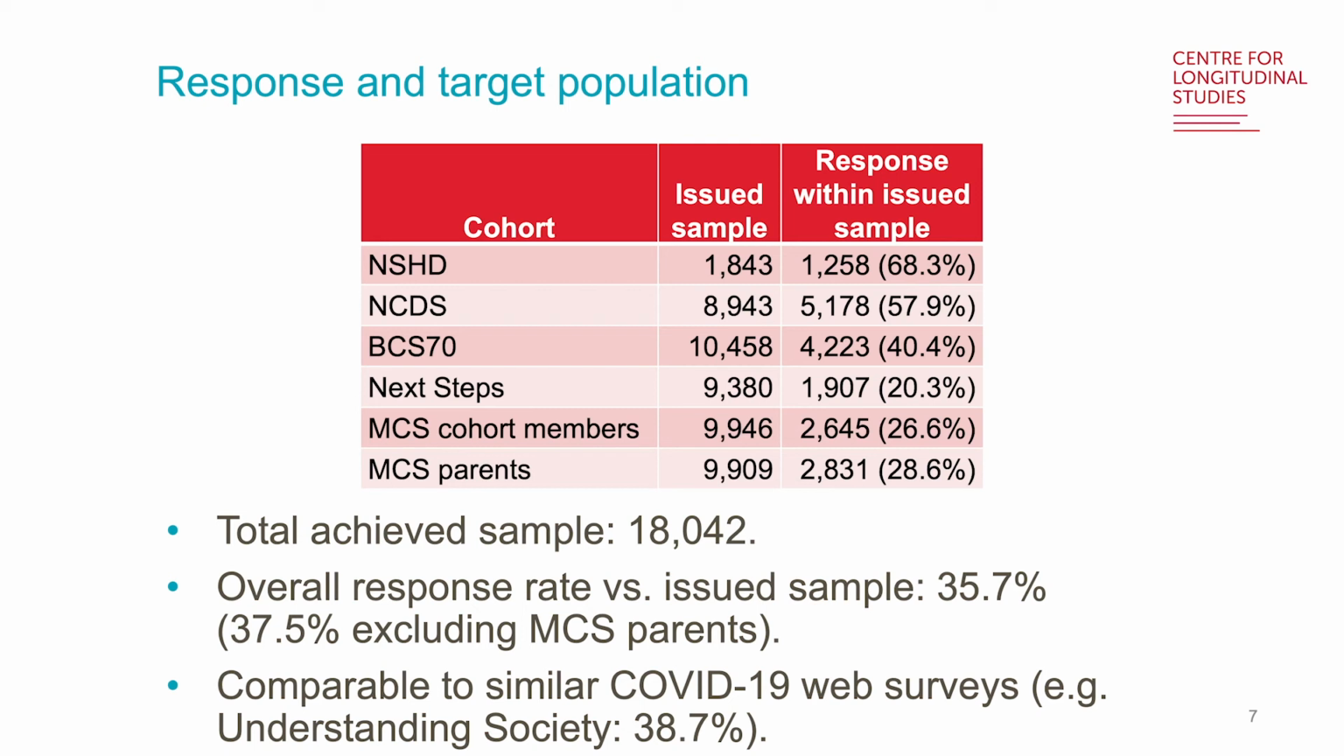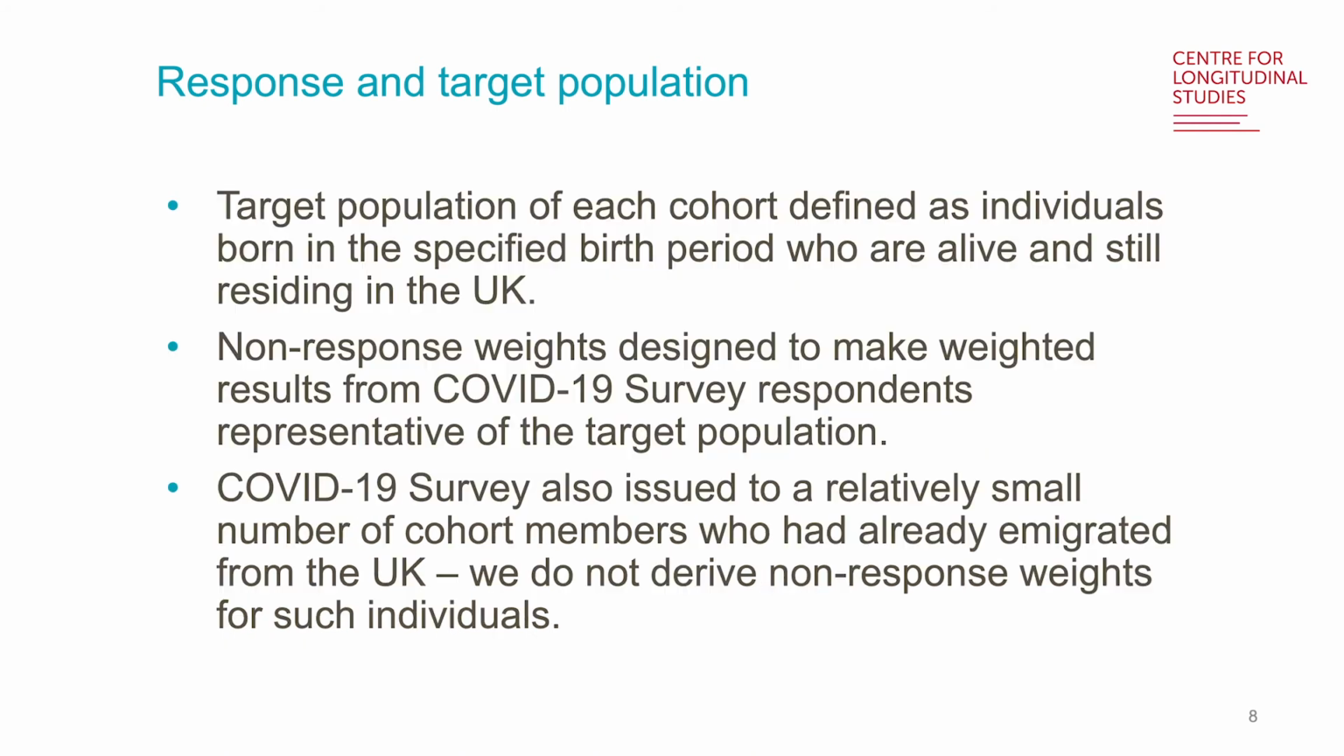If you exclude the MCS parents, and you'll see in a minute that some of the analyses that we're doing concentrate just on the cohort members within MCS, you get a response rate of 35.7%. These levels are comparable to similar COVID-19 web surveys. For example, Understanding Society had a response of 38.7%.